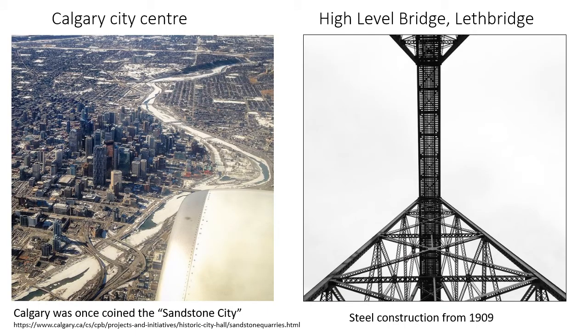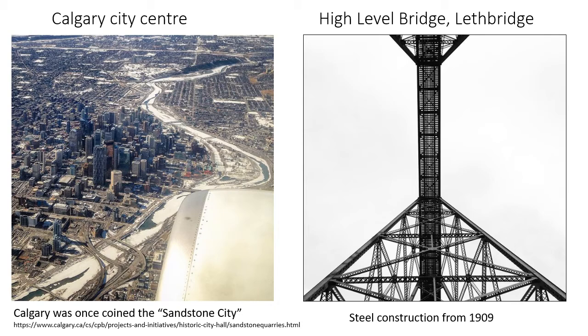Most of the historic buildings in Calgary City Centre are built from sandstone, and Calgary was in fact once known as the Sandstone City. There were quite a few sandstone quarries around. The stratigraphy around the prairies is actually really full of very good quality sandstone layers.